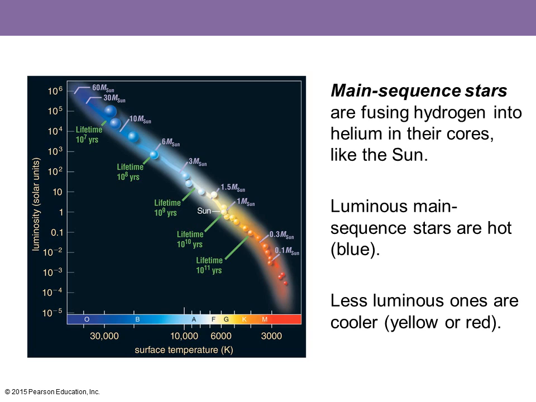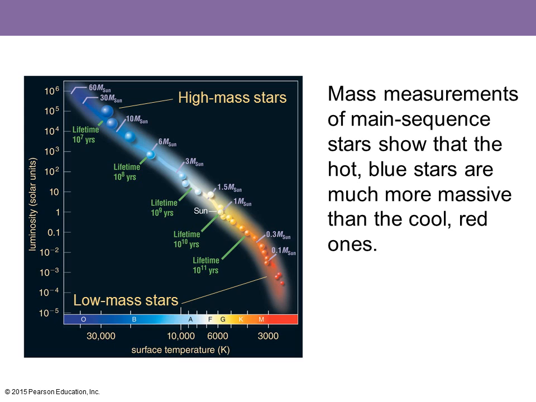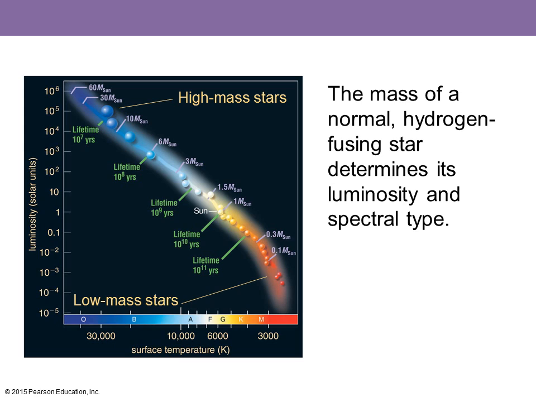As you can see from the upper left to the lower right, though, their lifetime varies. In this case, anywhere between 10 to the 7th years, which would be about 10 million years, and down toward the bottom, 10 to the 11th years. High mass stars are normally found in the upper left, and low mass stars are usually found in the lower right on the main sequence. The mass of a normal hydrogen-fusing star determines its luminosity and spectral type. So it's mass that really dictates where a star will be on the main sequence. Obviously, the higher the mass, the upper left is where it's going to be, the lower mass toward the lower right.